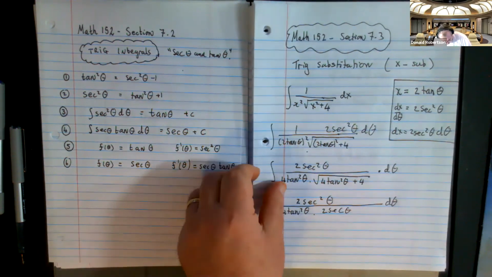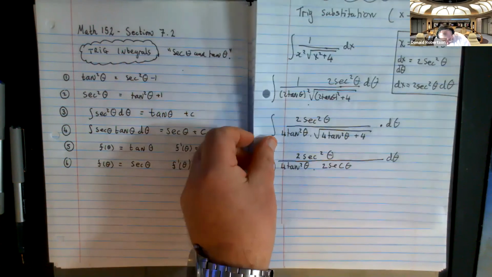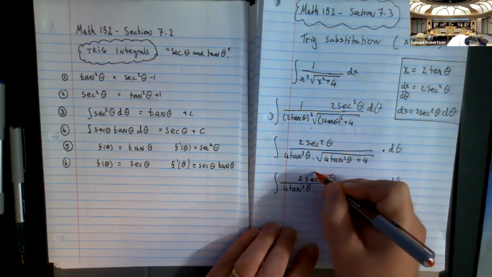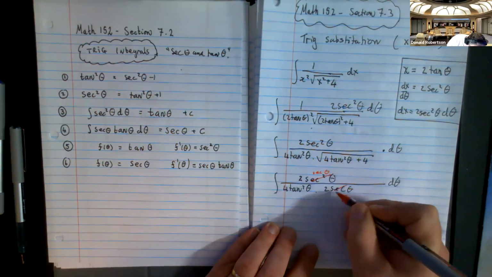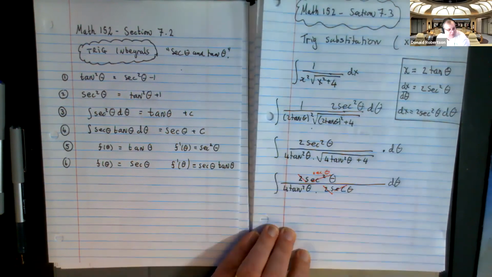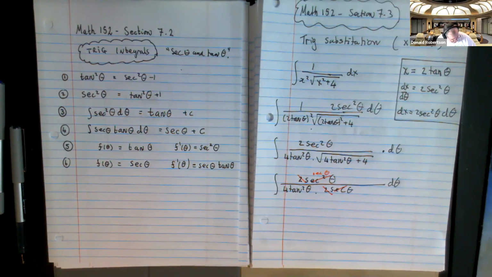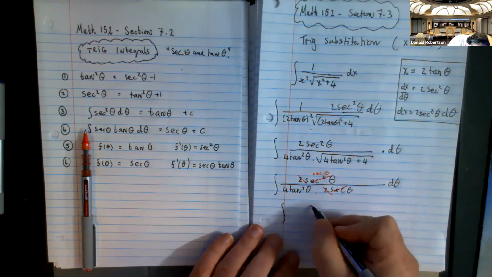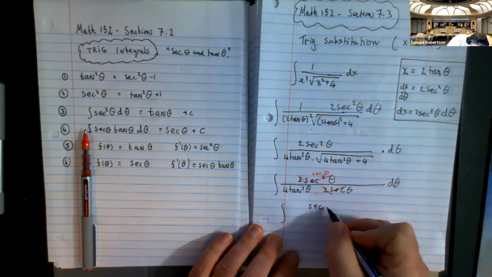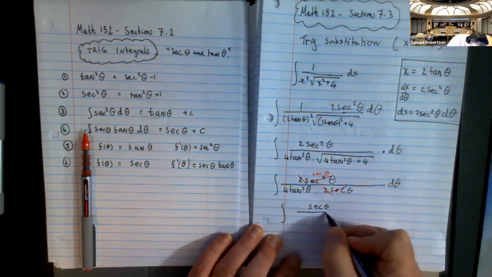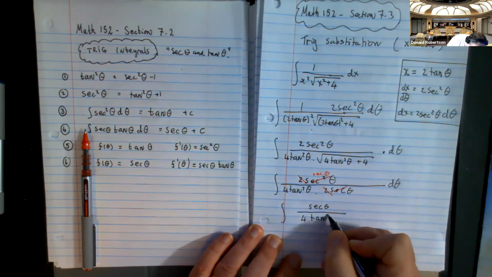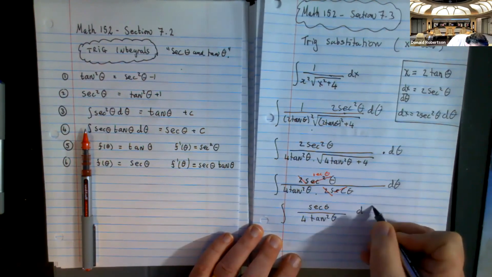Cancel, for instance. Cancel the secant. Right, so secant with that leaves me a secant behind. Oh, can I cancel the 2's while I'm at it? Okay, so now we are going to be left with a secant theta on the top and 4 tan square thetas on the bottom.